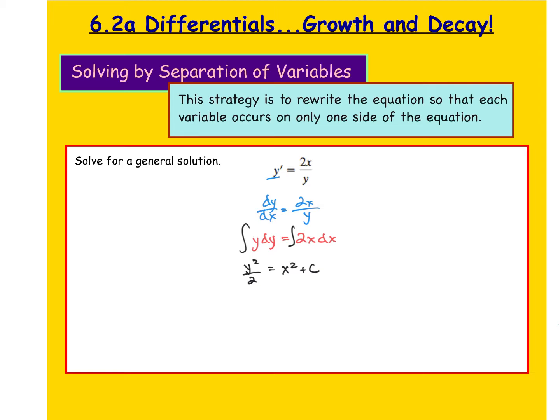All right, so now to find a general solution, it's either solve for y or solve for c, and I really don't care which one you do right now. So which one would it be easier to solve for? c. So c would equal what? y squared over 2 minus x squared. And that's good for me right now.